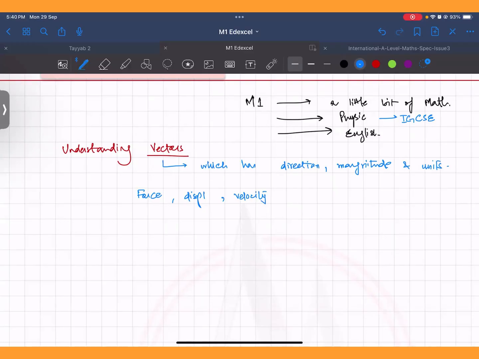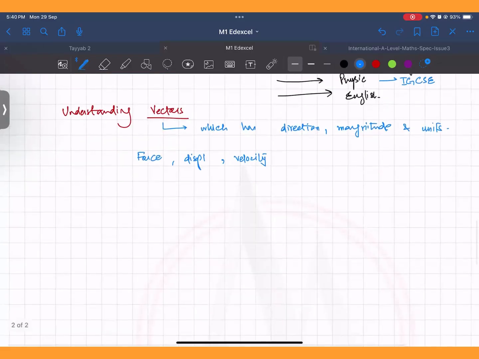Pressure is not a vector quantity because there is no direction associated with it. For example, length also, a simple length is also not a vector quantity. And temperature is also not a vector quantity because it does not have any direction. You only work with the magnitude and the units.